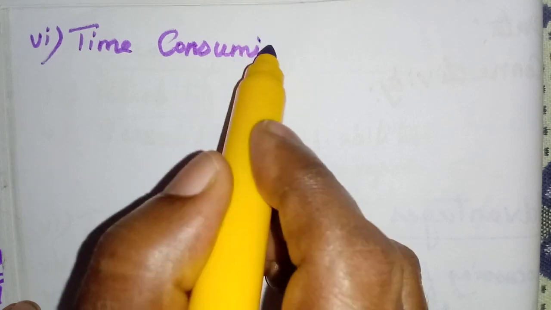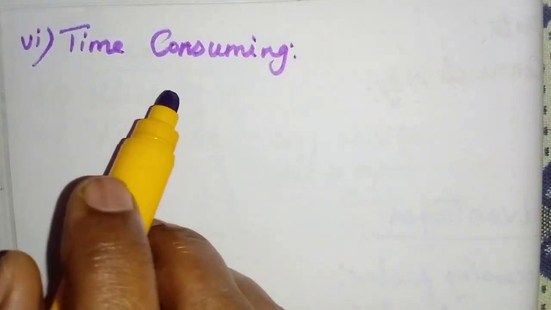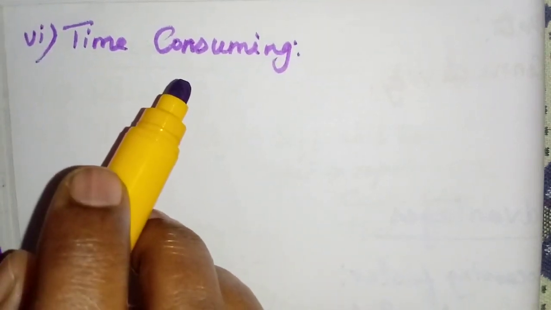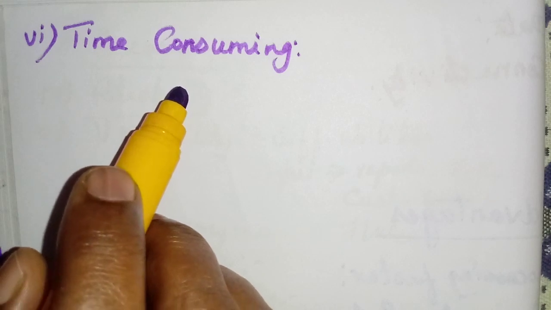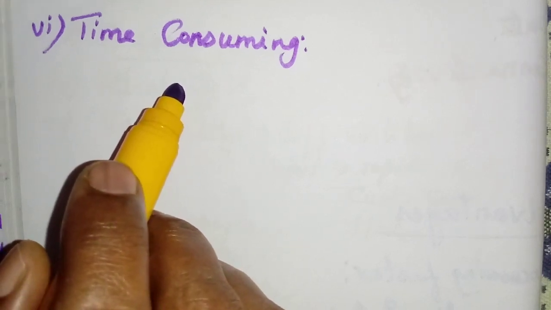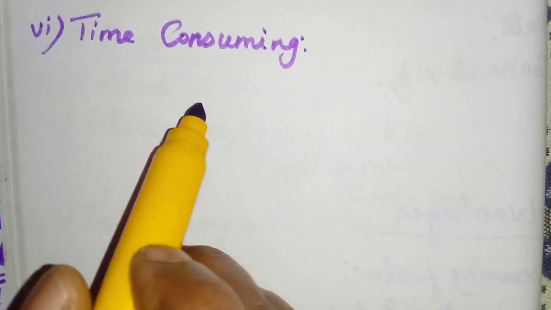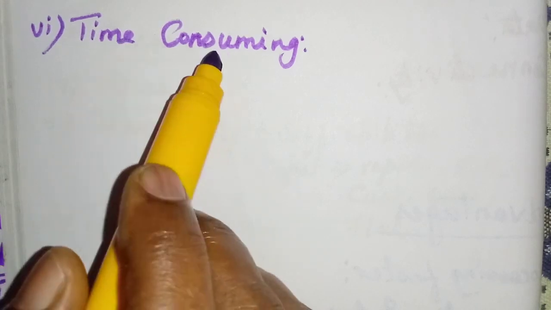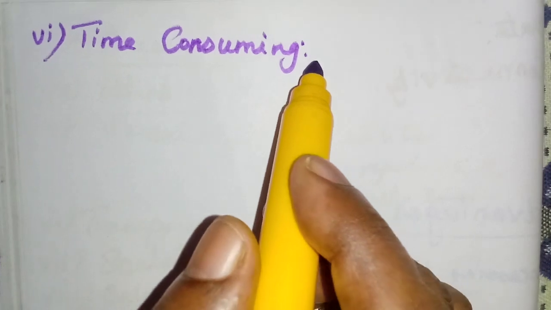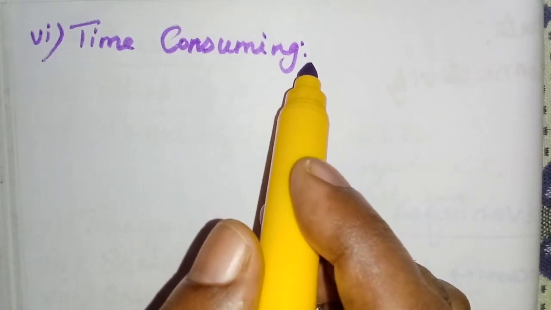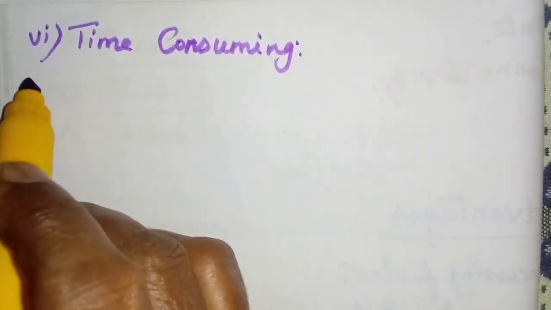Then because of that reason, time consuming is also another drawback. Then if there is a failure in the system, they have to find a mechanic. Okay, so to make the system normal again for functioning, it will take more time. So we can say it is a time consuming process.